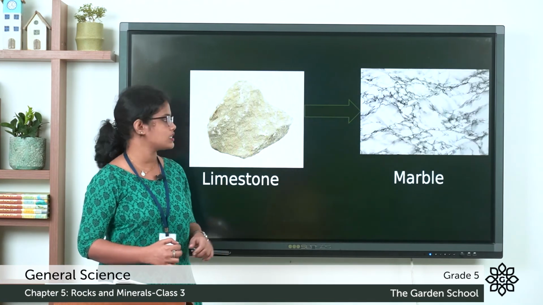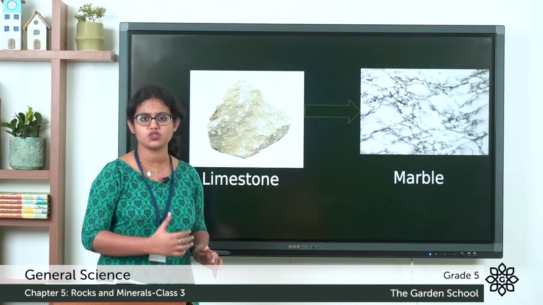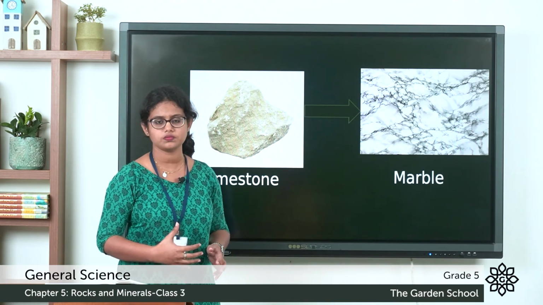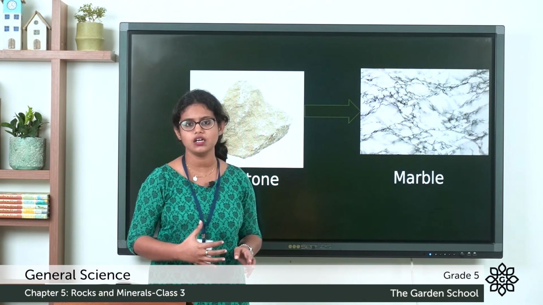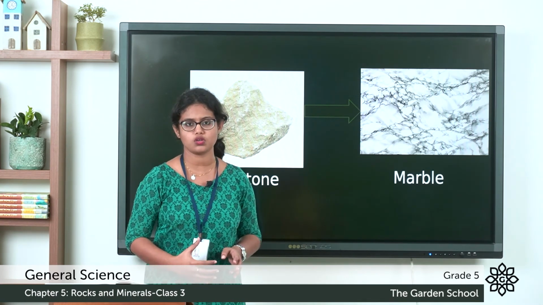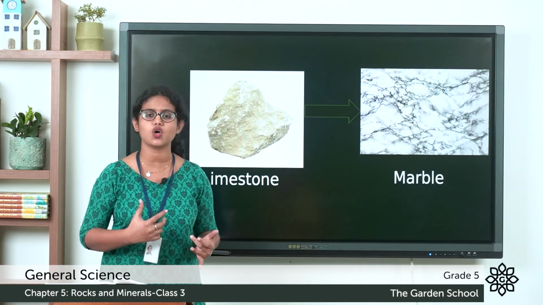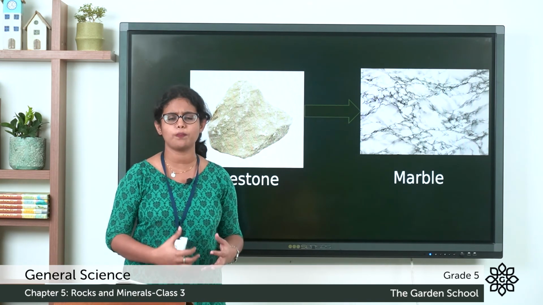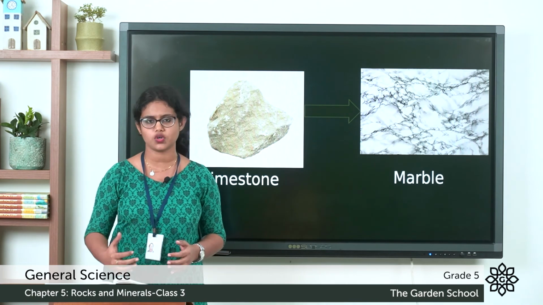And the other one is the limestone. You all know limestone is a sedimentary rock. When it undergoes heat and pressure, it changes into marble. And marble is a metamorphic rock. So how are metamorphic rocks formed? When the igneous or sedimentary rocks undergo extreme heat or pressure, they change into metamorphic rock.